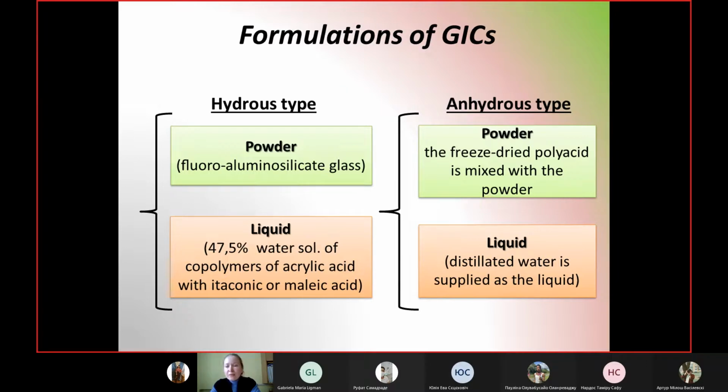Anhydrous type, basically, is conventional glass ionomer cements. It means that in the box we can find only a bottle with powder and liquid. It is distilled water that is used for mixing. The acid, copolymer of acid, is dried acid added to the powder in this type of glass ionomer cements. So anhydrous type basically refers to conventional.